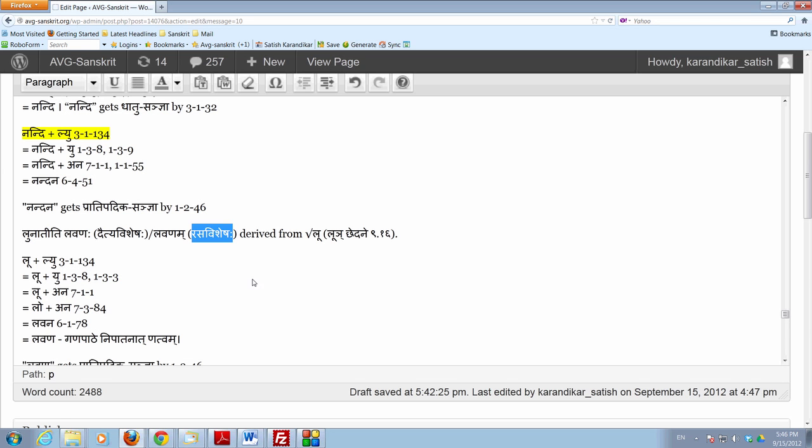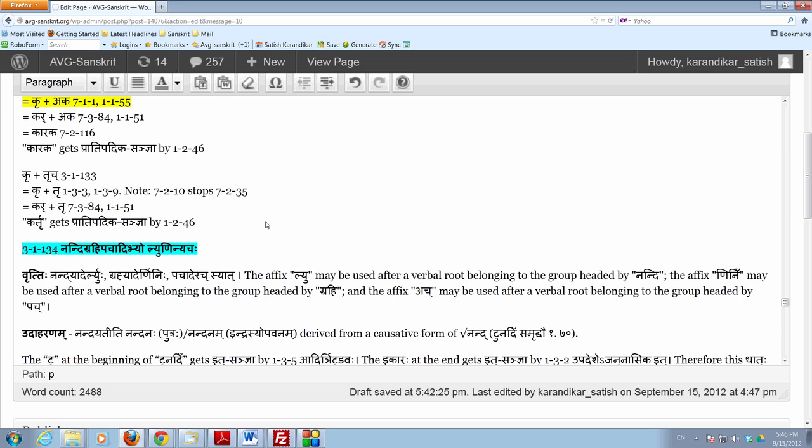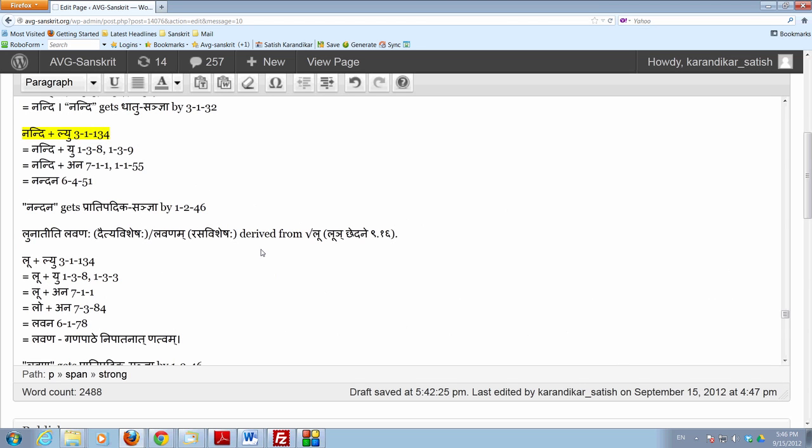So see, as I mentioned to you, this is a very important sutra. This nandigrahipachadibhyo lyuninyachaha is a very important sutra, which is used to derive many forms in the language. That is why we are spending so much time on this sutra. So even a word like lavanam, which you may not suspect comes from this sutram, is actually this dhatu lun chedane, taking this affix lyu to get the form lavanam, that which cuts through. It means salt. So the derivation is good.